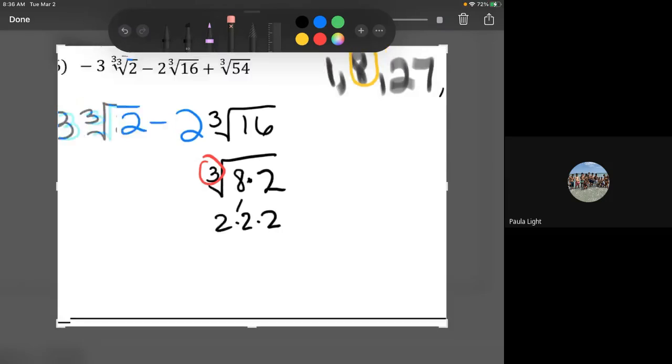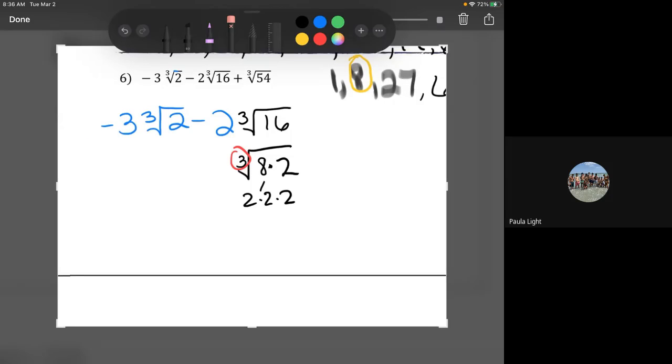All right, so let me shrink this back down. Let me start this over. I've got negative 3 cubic root of 2 minus, we're going to pull out a 2 and multiply it to that other 2 out front, which will give you 4.